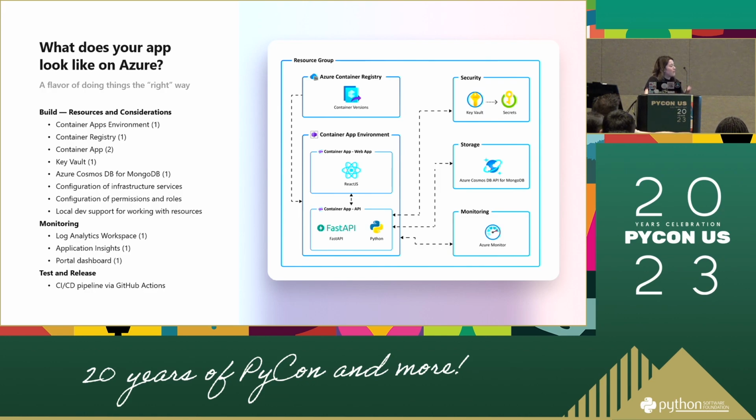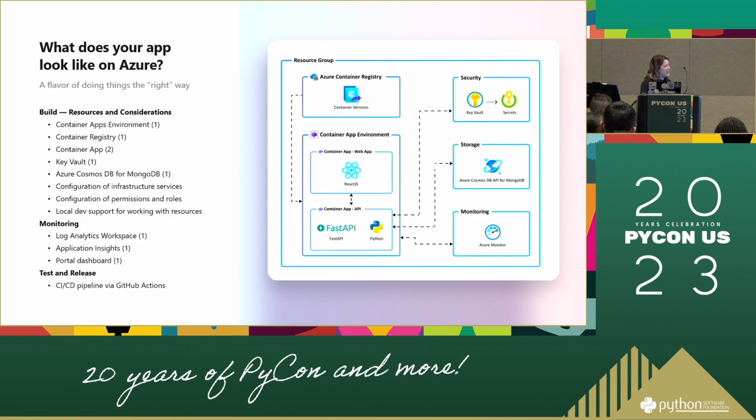Cosmos DB API for MongoDB for our database. If you're using Postgres, Postgres would be the database here. And then a log analytics workspace so that we can actually have logging infrastructure, application insights to actually have live app performance management and monitoring, and a portal dashboard.